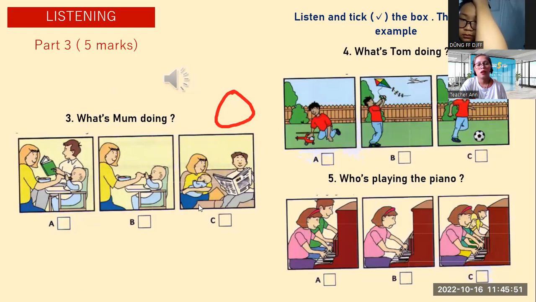Three. What's Mom doing? Where's Mom? She's in the kitchen. She's giving the baby her breakfast. And is Dad there? No, he's reading a book in the living room. Four. What's Tom doing? I can see an aeroplane. Look. Yes, Tom's watching it. Is he flying his kite? No, he's playing football today. Five. Who's playing the piano? It's Sue. She loves the piano. Is Blen playing with her? No, she's playing with her sisters.